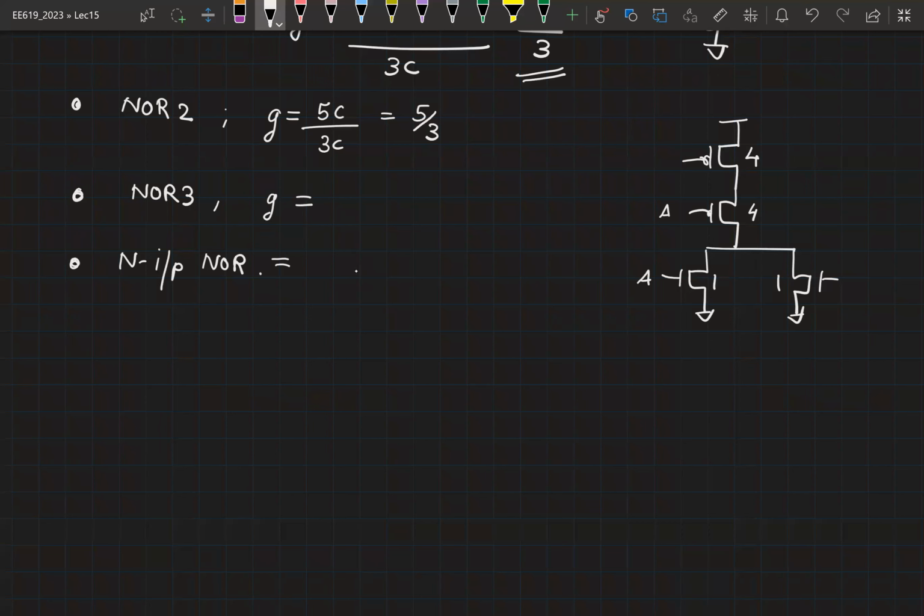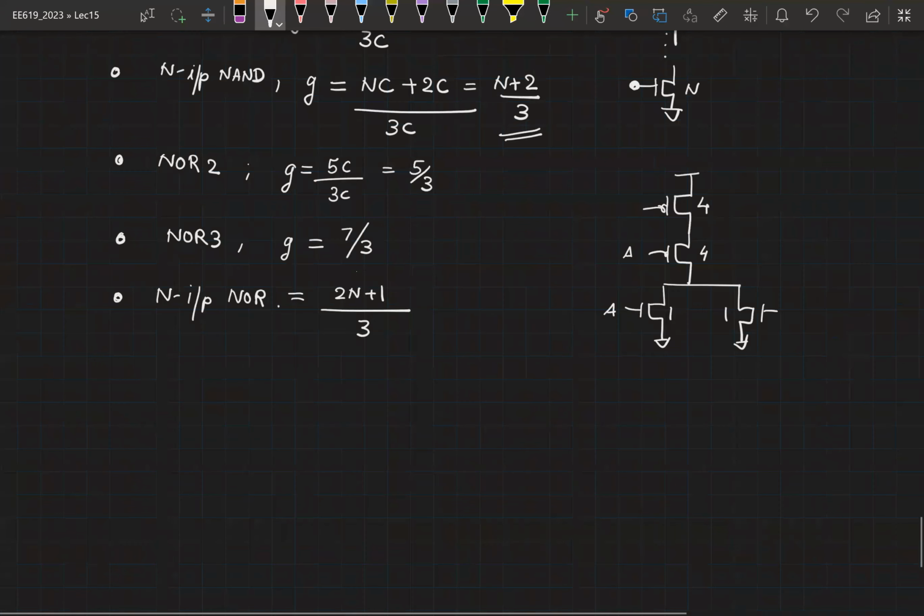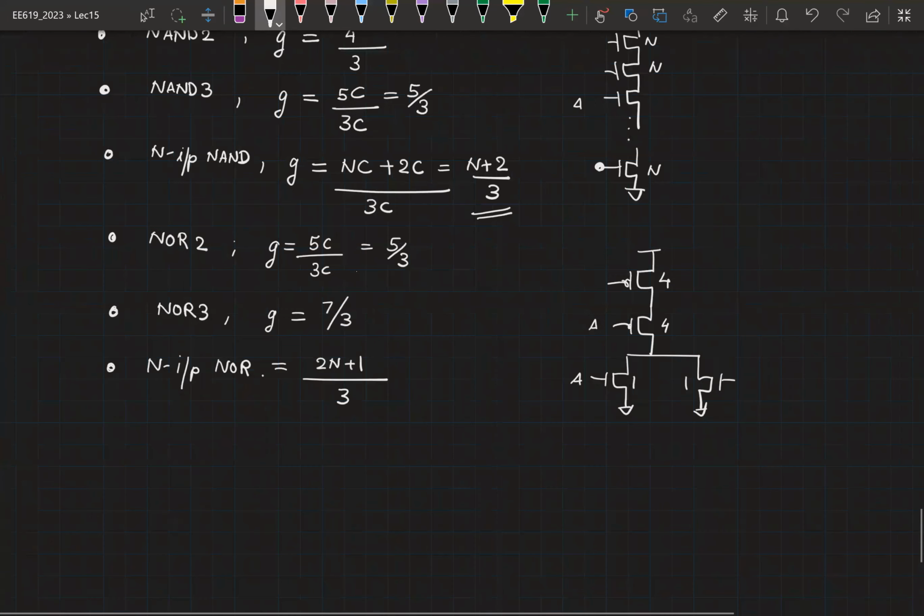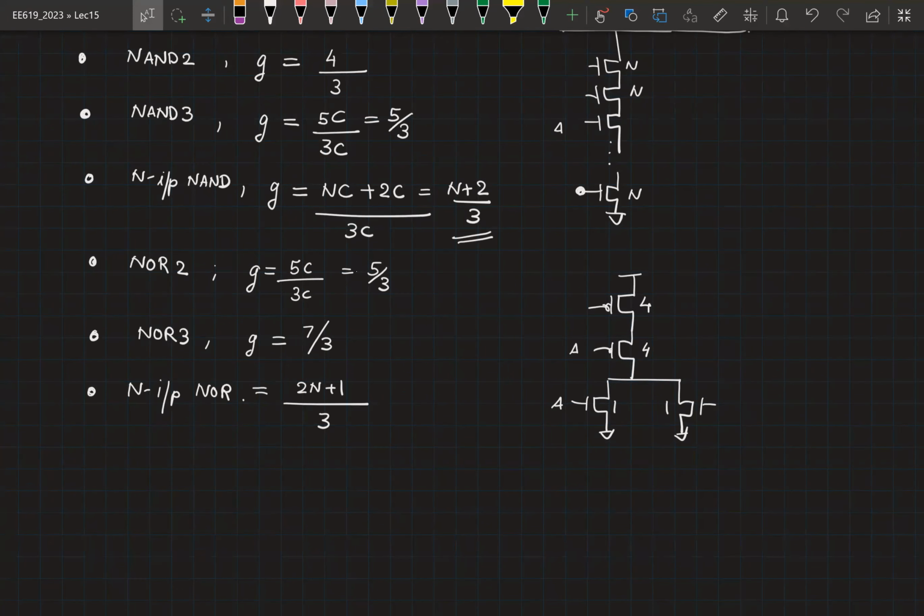For NOR 3, you should get 7 by 3. And for an n-input NOR, you should get (2n plus 1) divided by 3. Okay. So a NOR gate has higher logical effort than a NAND gate, which is why, given a choice, we prefer a NAND gate over a NOR gate.